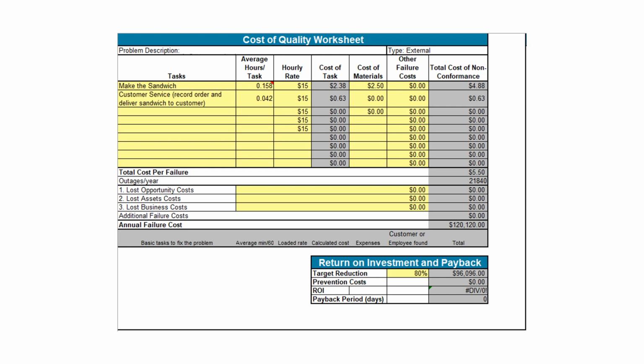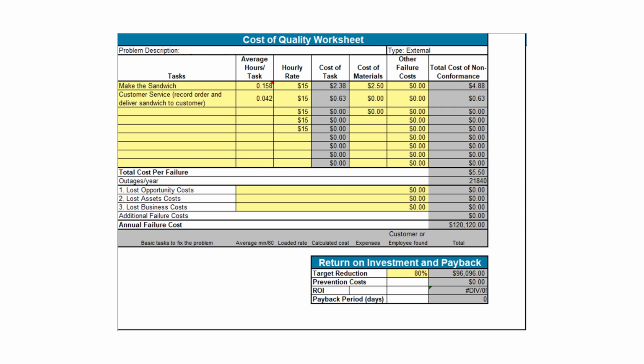The first thing we must do is identify what the problems are and how much these problems are costing the sandwich shop per year. The sandwich shop is experiencing almost 22,000 outages per year. And at $5.50 per sandwich, you can see on our cost of quality worksheet that the sandwich shop is spending $120,000 per year on failed sandwiches.